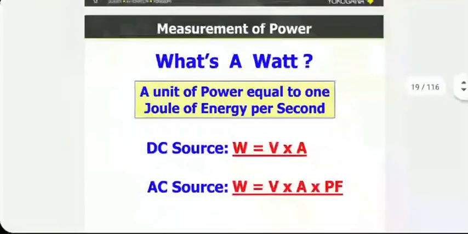What is a watt? Once again, a reminder: for a DC source, watt is simply volt into ampere. For an AC source, watt means volt in RMS value multiplied by ampere in RMS value multiplied by power factor. Power factor can be anything between 0 and 1. Maximum value is 1 and minimum is 0.